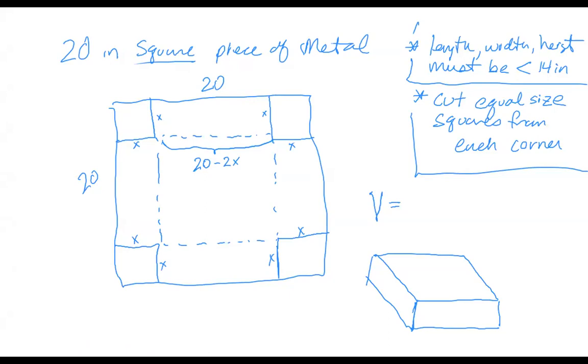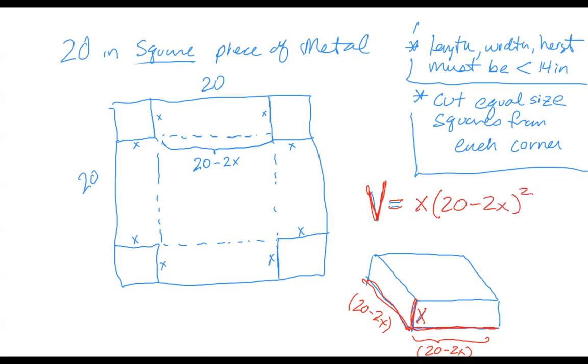The height, of course, is X, what we've cut out. So this is one of my dimensions, X. And then the other dimensions will be this, basically where they all kind of come together here. Well, both of these are both 20 minus 2X. So I have two 20 minus 2X's multiplied by X. So my volume formula then is X multiplied by 20 minus 2X squared. This will be the volume formula I can use to put into my calculator.